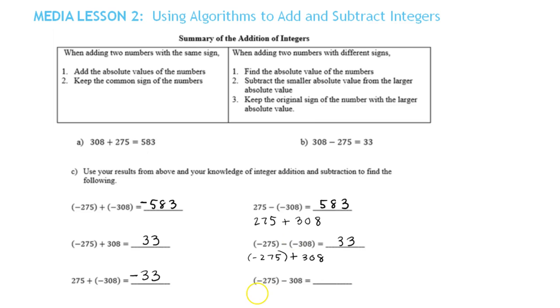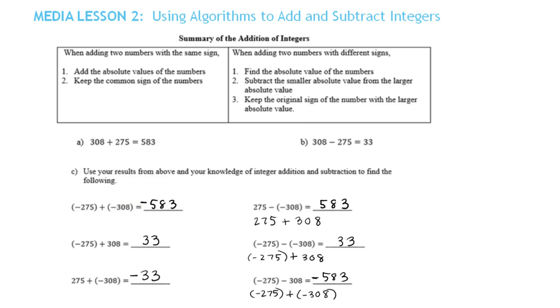Last one, keep the first number, change subtraction to addition. This is currently positive 308. We're going to change it to negative 308. Now we're adding two numbers with the same sign, so we add their absolute values, which is 583, and keep the original sign of the numbers, which was negative. And notice this subtraction problem was equivalent to this addition problem.